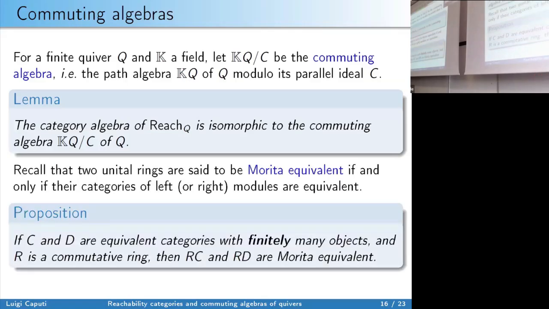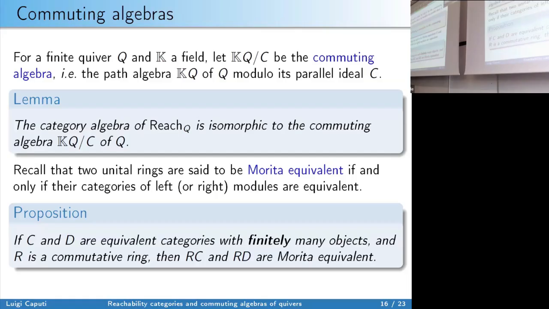Another piece of information that I need to remind you of is that if you start with two rings or two algebras, they're called Morita equivalent if the categories of representations are equivalent, either left or right modules. And it is known that if C and D are equivalent categories, but with finitely many objects, then the category algebras are Morita equivalent. From the point of view of ring theory, this is quite important because they have equivalent categories of modules.